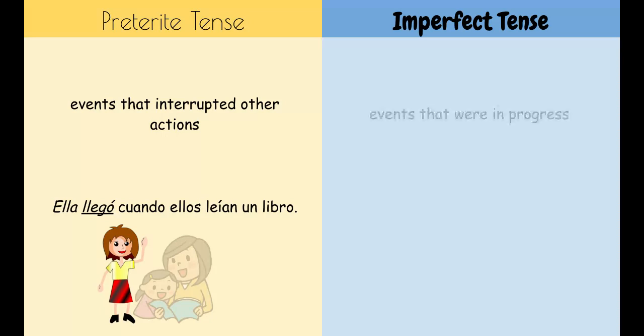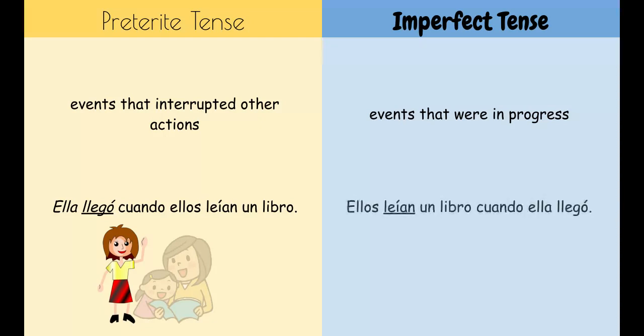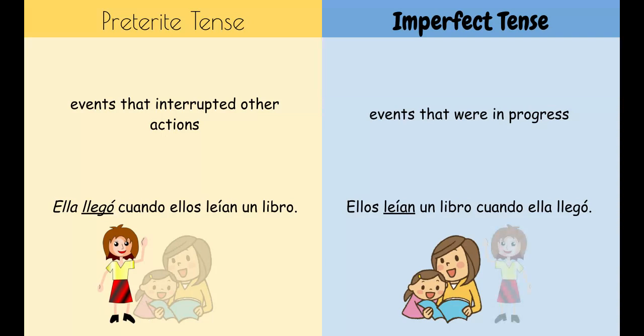If we flip this sentence around, we can look and see how the preterite and imperfect tense work together to describe events in the past. So you can use the imperfect tense on the flip side of that coin to describe events that were in progress or events that got interrupted. So you could say, ellos leían un libro, they were reading a book, cuando ella llegó. So leían in this sentence is in the imperfect because it was in progress when she arrived.